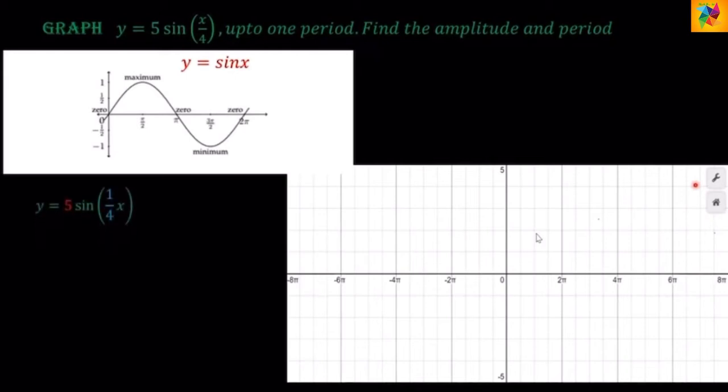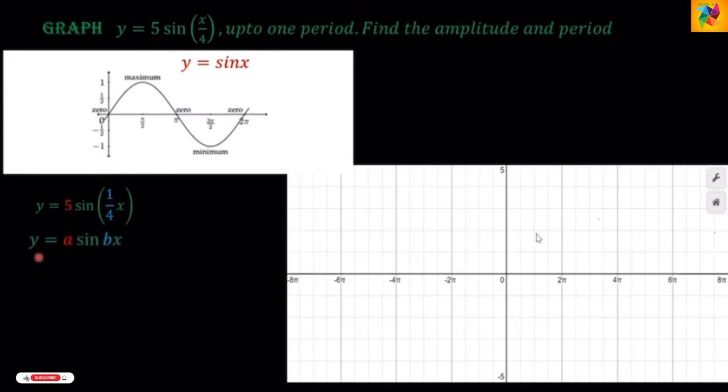Now we are going to write our function, which looks similar to y equals sine x, except we have a coefficient and the denominator right here is 4. So we're going to find the amplitude and the period for this function, y equals 5 times sine of 1 over 4x.